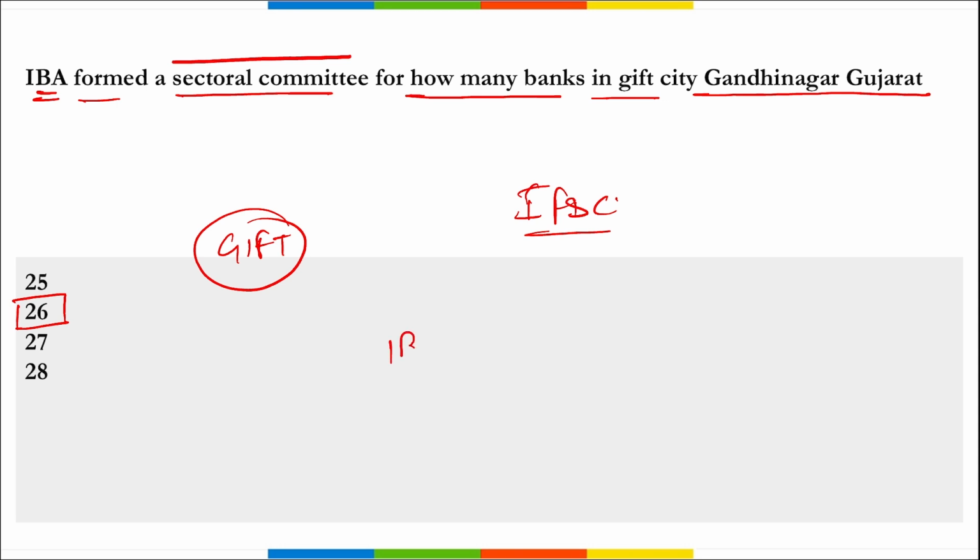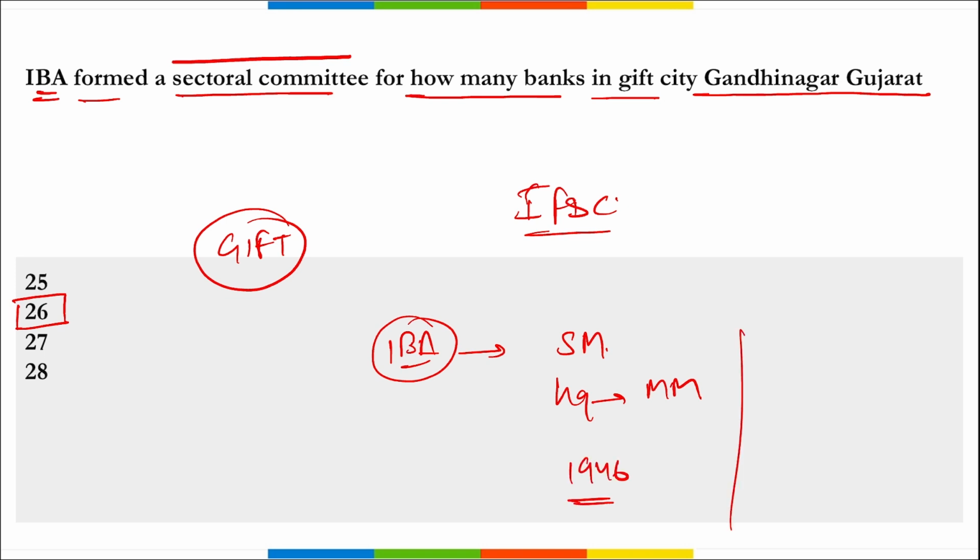If we talk about IBA, Indian Banks Association, who is the Chief Executive Officer here? Sunil Mehta. Headquarters is in Mumbai, Maharashtra, and it was established in 1946. If we talk about GIFT City, who is the Managing Director and Chief Executive Officer? Tapan Ray. And where is the headquarters? As I just mentioned, Gandhinagar, Gujarat. So this sectoral committee will be for 26 banks in GIFT City, Gandhinagar, Gujarat.